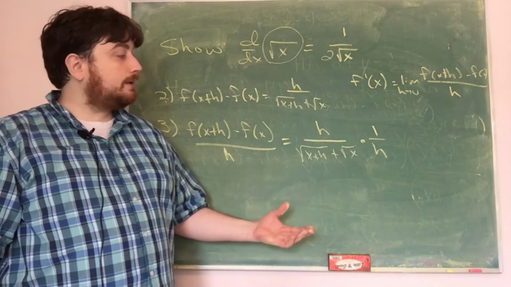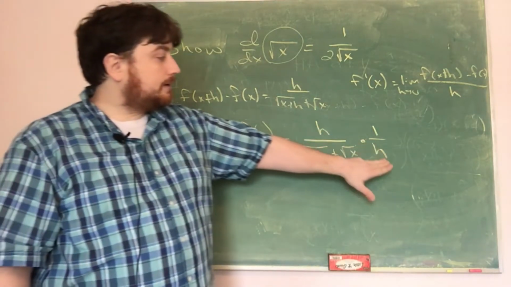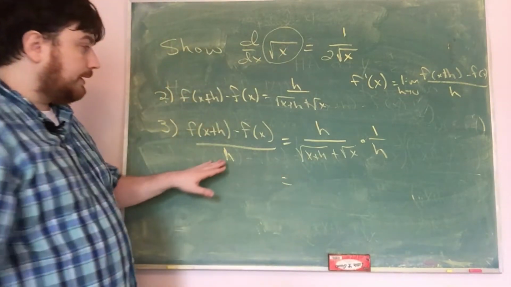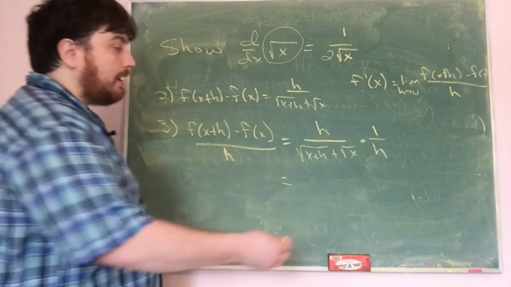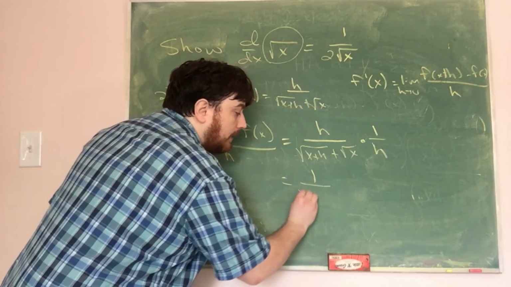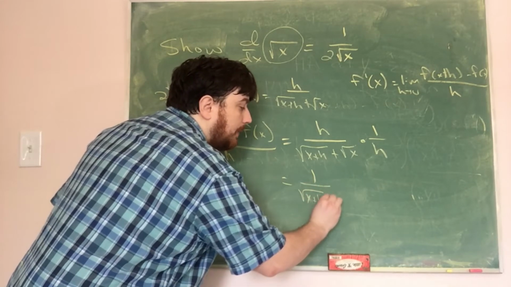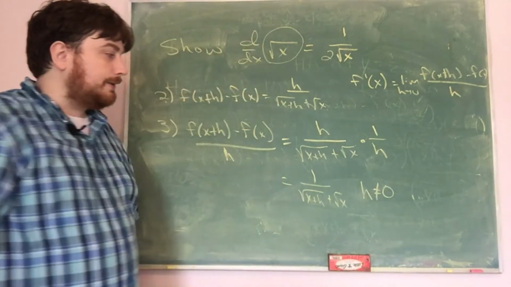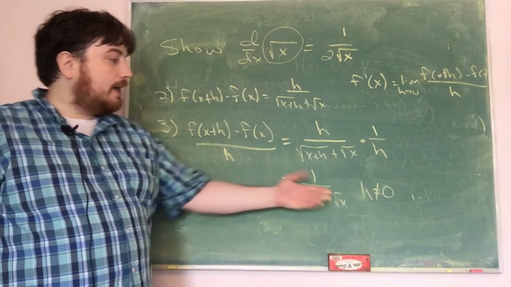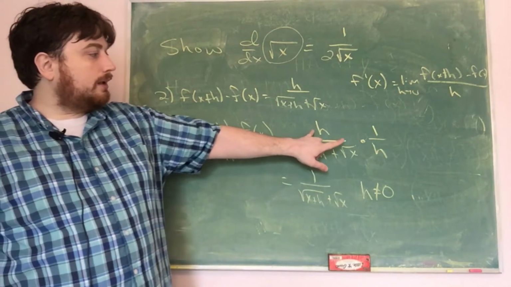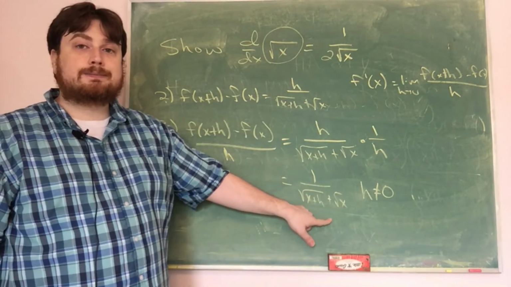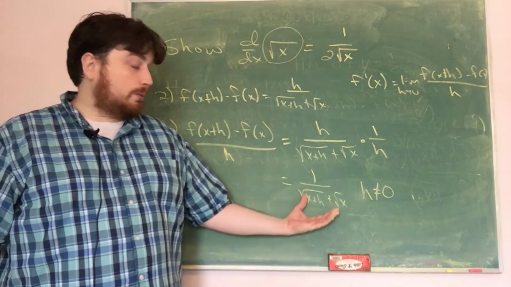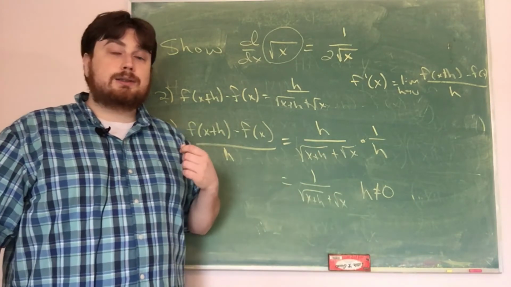Once I see that, notice that what I have is an h divided by an h, and so as long as h is not 0, I get that this is just 1 over the square root of x plus h plus the square root of x. I'm going to say that's true as long as h is not 0. I do need this here because if I don't write it, these two things aren't the same: h over h is not defined at 0, whereas this would be. So I do have to say h is not 0.